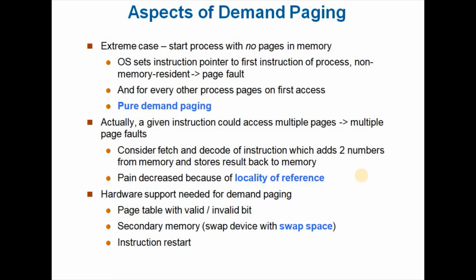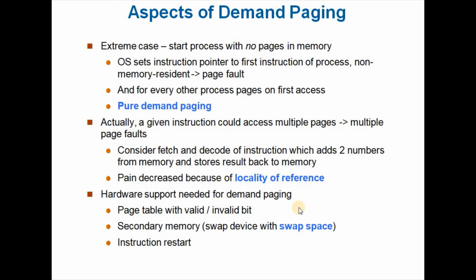Pain decreases because of locality of reference. Actually, there are two localities, that is, spatial locality and temporal locality. Spatial locality, as we just discussed, means that whenever we access location 2000, there is a high probability of accessing the very next location in the very next instruction. And temporal locality means that whenever we refer to a page, in the very next instruction there is a possibility of referring to the same page again. That is temporal locality.